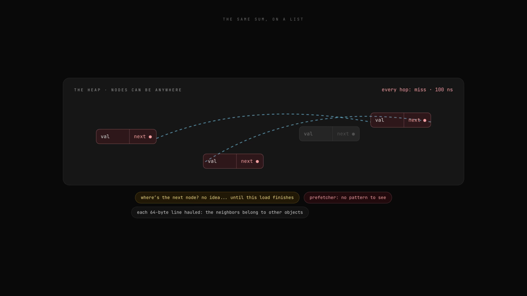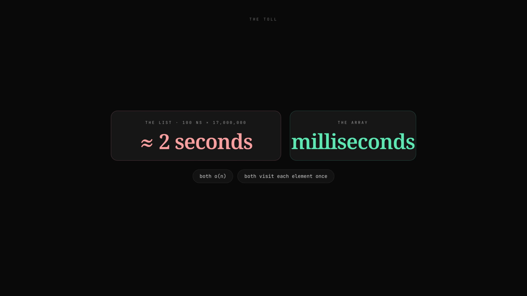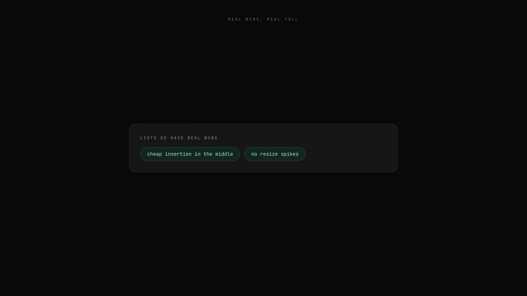And every line hauled up carries 64 bytes the node barely uses. The neighbors belong to other objects entirely. So the traversal becomes a chain of dependent misses. 100 nanoseconds times 17 million, that's nearly 2 full seconds, where the array took milliseconds. Both are O(n). Both visit each element once. One streams, one commutes.